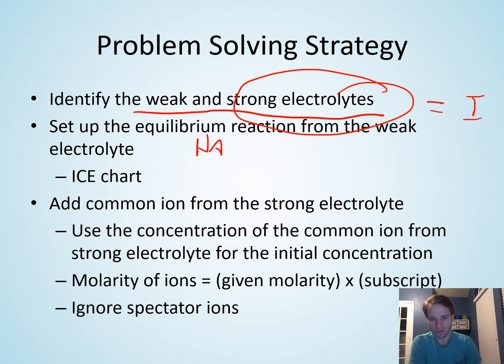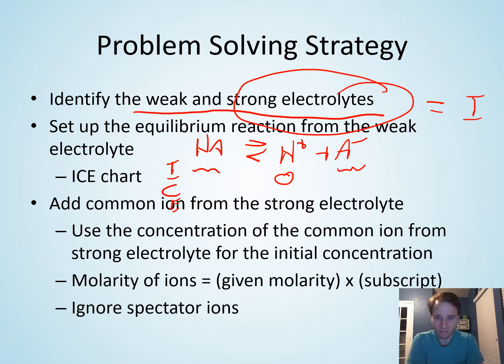So again, this HA, H plus, A minus equilibrium: I'm now going to have some value in the initial row for HA and some value for A minus, and then I'll have no H plus initially, and I go through and do my ICE chart from that starting point. So this common ion effect will affect the initial concentration of some of the species involved in your weak electrolyte equilibrium.